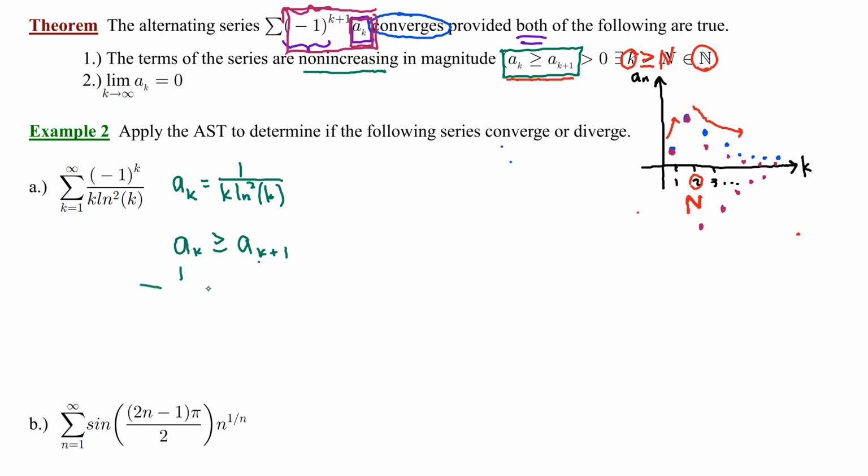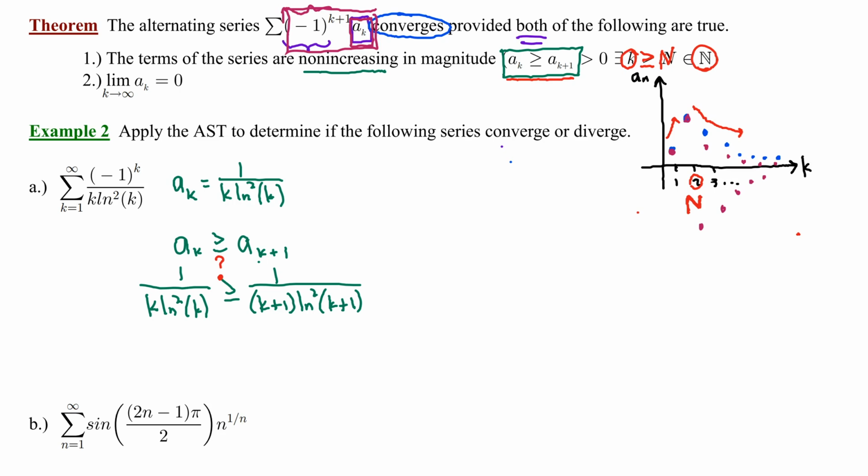A sub k is given in this formula, 1 over k natural log squared of k, and a sub k plus 1 then is 1 over k plus 1 natural log squared of k plus 1. At this point, we don't know if this is a true inequality we're attempting to find out. So my natural instinct is to go ahead and cross multiply to get rid of the fractions. But remember, we have to know the sign of the factors we're multiplying by so that we know which direction that inequality should face. If you multiply both sides by a negative, you have to reverse the inequality.